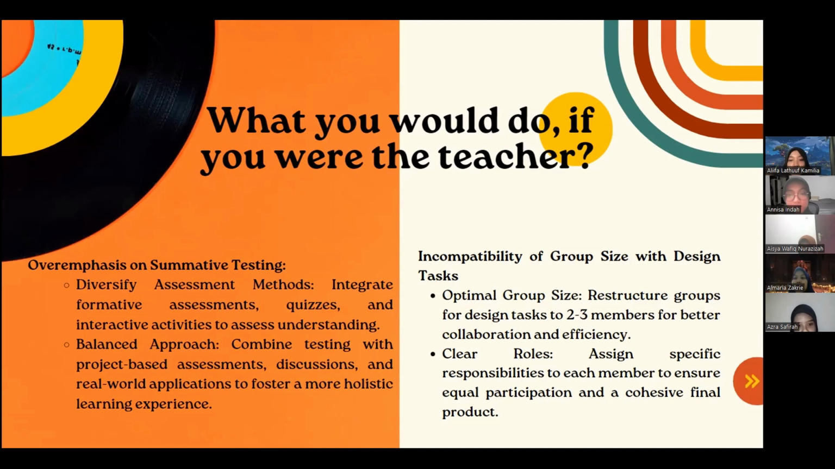And the next is incompatibility of group size with the design task. So we make the optimal group size by restructuring groups for the design task to 2 until 3 members only for better collaboration and efficiency. So the design ideas can be smaller and there are not too many ideas coming from the group. And next, clear roles. We assign specific responsibilities to each member to ensure equal participation and a cohesive final product.